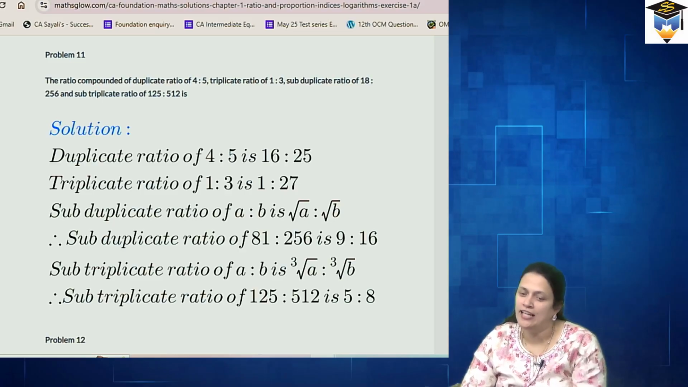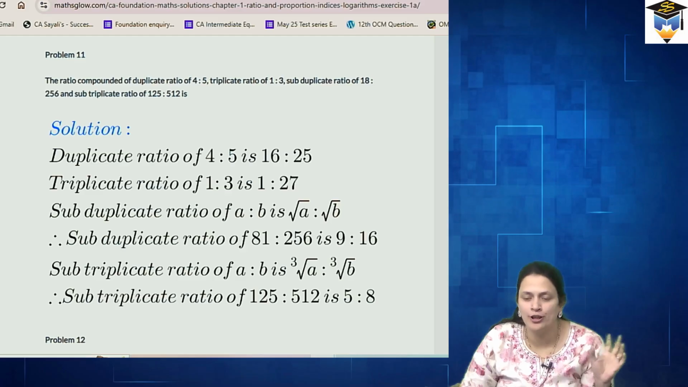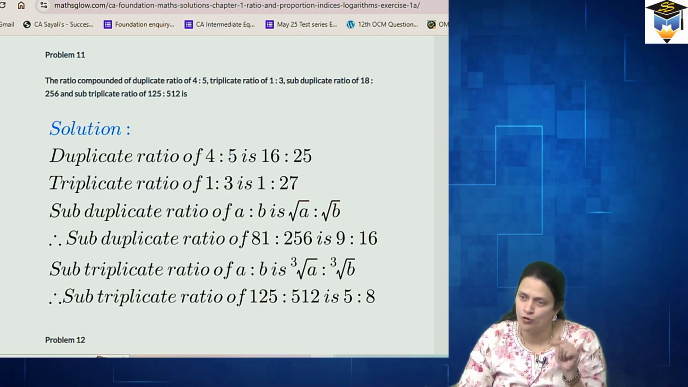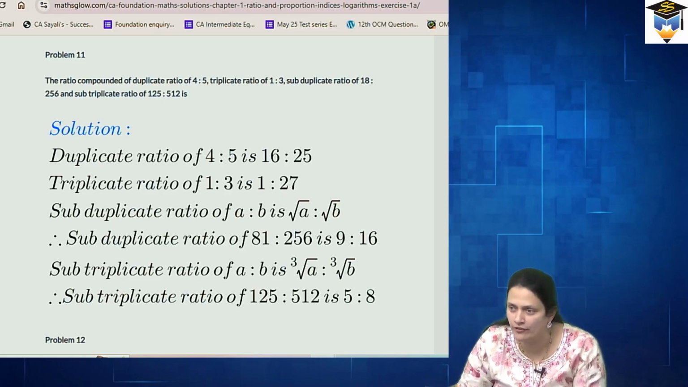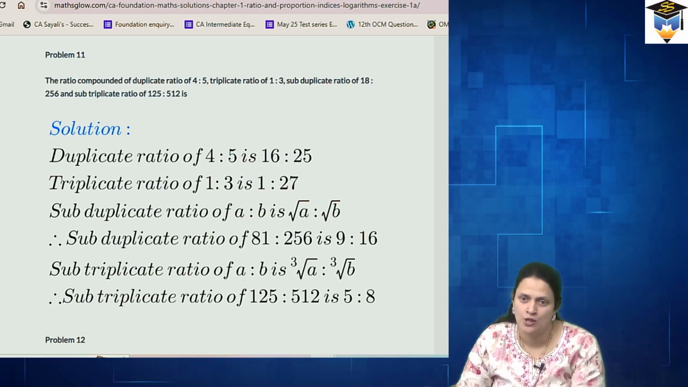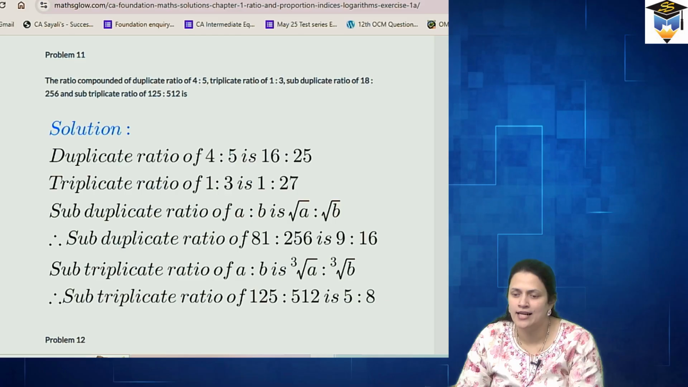Here you have to find the ratio compounded of the duplicate ratio of 4:5, which is 16/25; the triplicate ratio of 1/3, which is 1/27; the subduplicate ratio of 81:256, which is 9/16; and the subtriplicate ratio of 125:512, so cube root of 125 upon cube root of 512, that is 5/8. We have to compound all of these, that is, multiply them. What answer did you get?